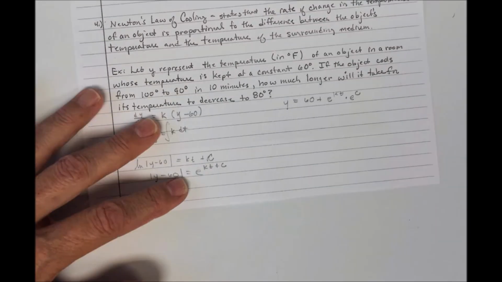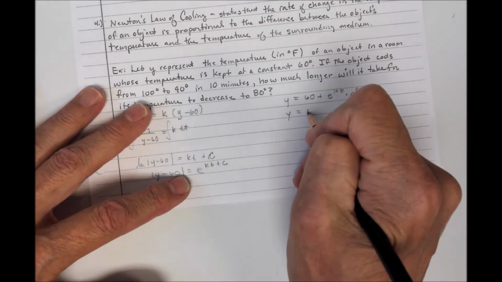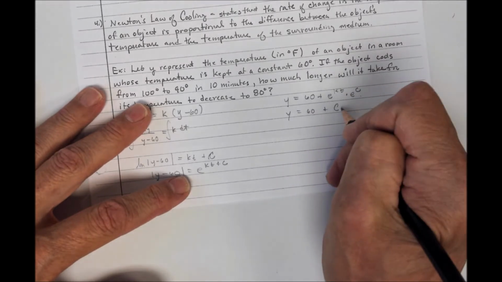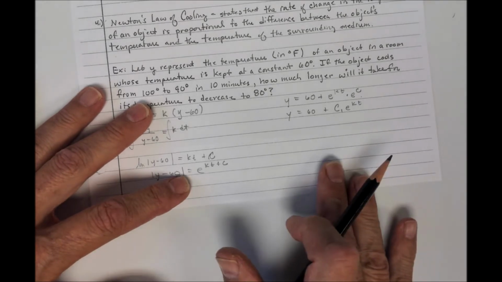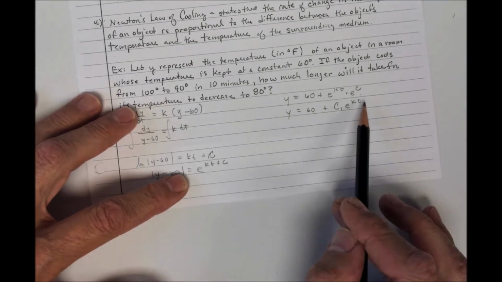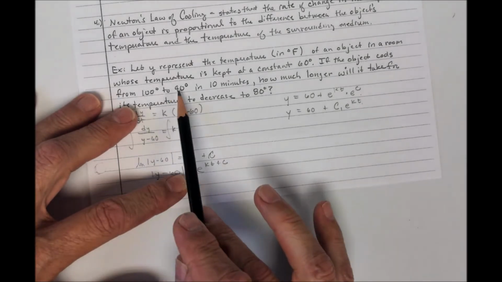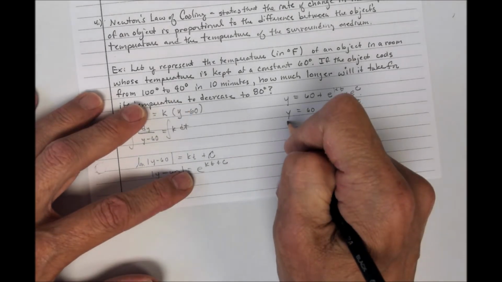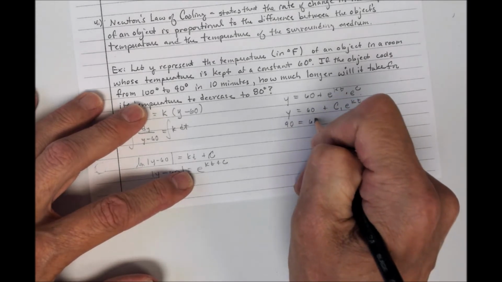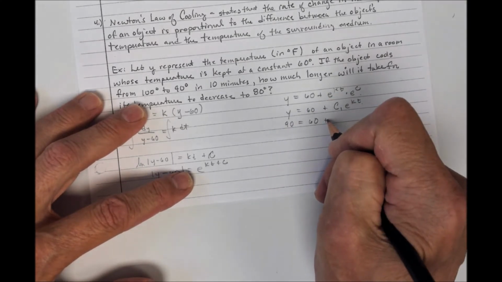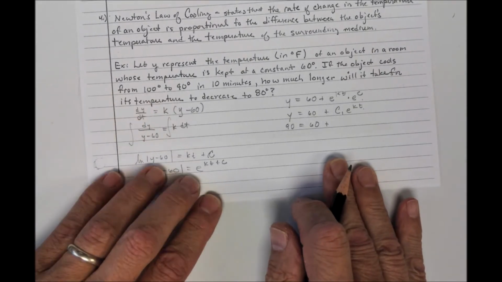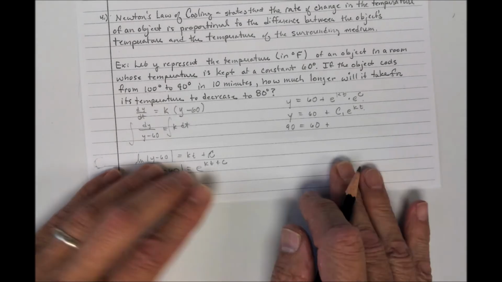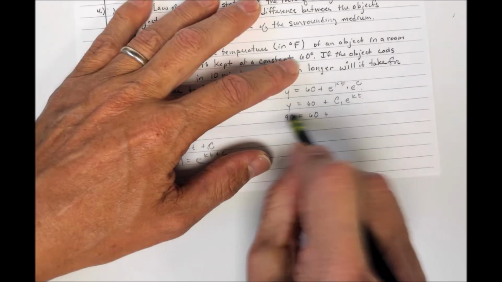Let me see if I can write this a little bit better. I get y equals 60 plus, I'm going to call this c sub 1, e to the kt. All right, now that's the guy I'm used to dealing with here. So in this case, when t is 10, it goes from 100 to 90. So I have 90 is equal to 60 plus, well, hang on a second here. Let's see if I can get this figured out for sure. I want to make sure that, oh, you know what? I jumped the gun. I haven't done this problem in about a year.